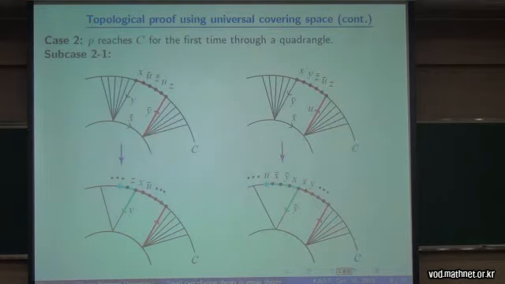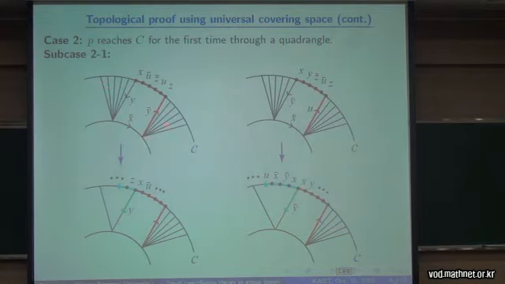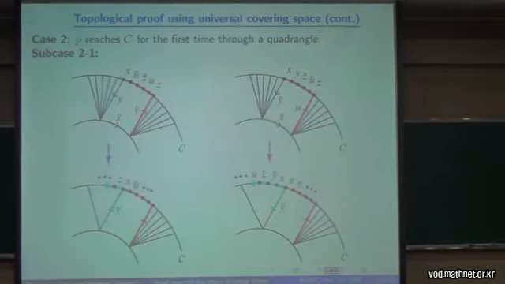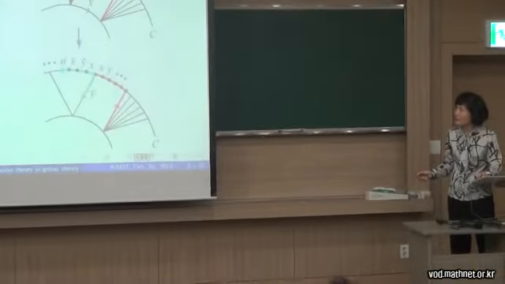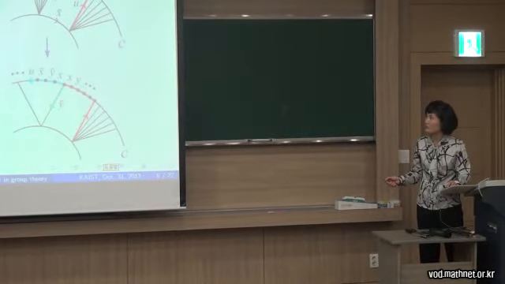And what about case 2? Case 2 is the case where P reaches C for the first time through a quadrangle, like this. This is the outermost circle, and P reaches this outermost circle for the first time through a quadrangle, like this. Then P passes through 6 edges of this octagon.